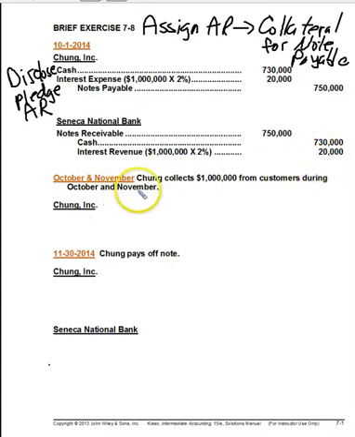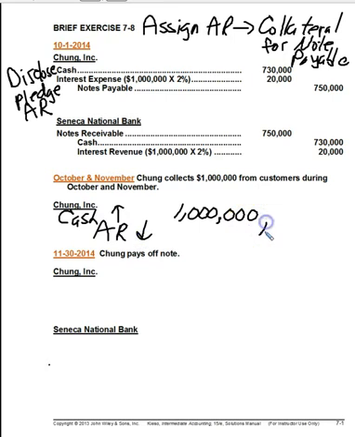Now, let's look at the next 2 months. Over the next 2 months, let's say that Chung actually collects the $1 million from the customers. Probably wouldn't collect all of it, but let's just pretend that they do. So if Chung collects the $1 million, cash will come in of $1 million. And of course, then they're going to reduce their accounts receivable. I'm just pointing this out because those accounts receivable are now essentially just like any other accounts receivable. So that'll happen during those 2 months.